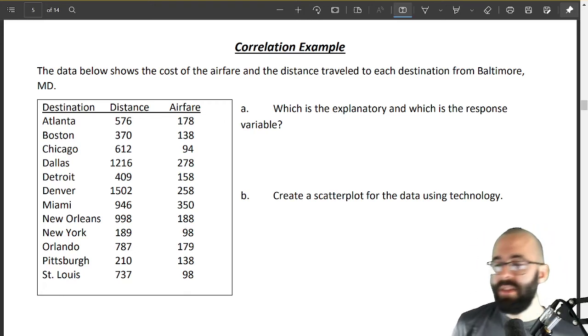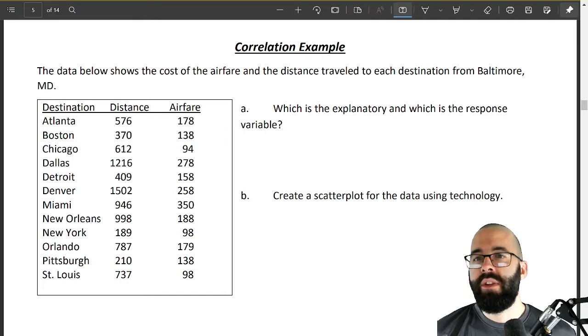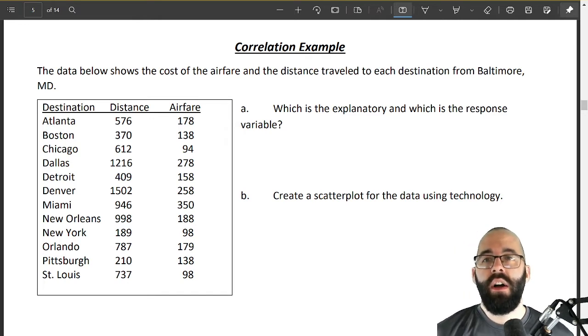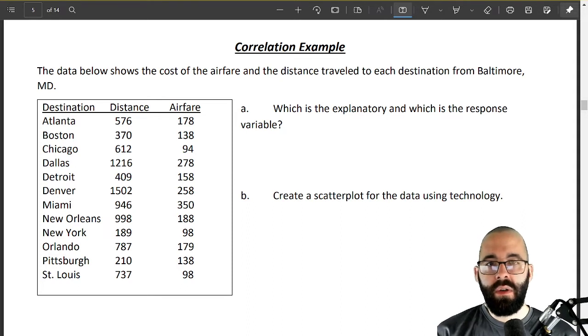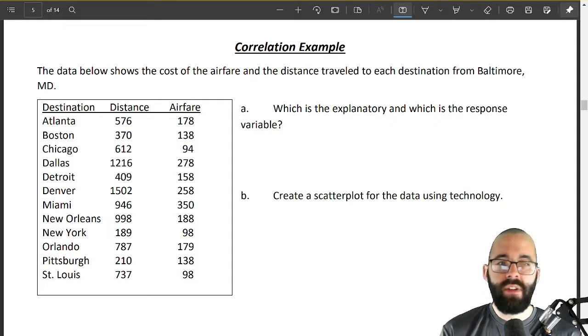All right, so let's do another example. The data below is showing the cost of the airfare and the distance traveled to each destination from an airport in Baltimore, Maryland. So we're starting in Baltimore, Maryland. What's the distance and the cost of flying to all these other different cities?